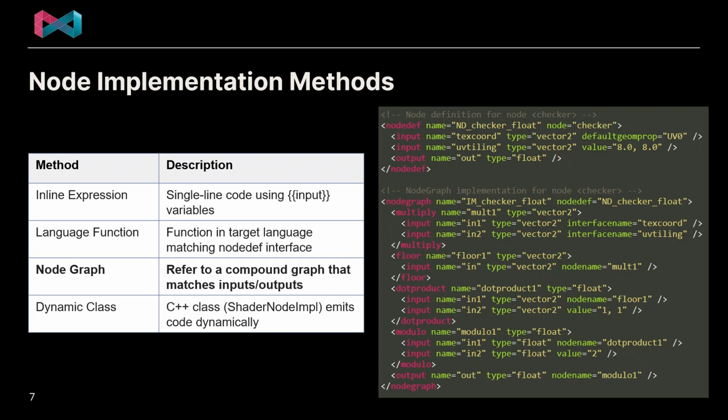As an alternative to using source code, there's an option to use a node graph as the implementation of a nodedef. As with functions, the signatures need to match. So the node graph and the nodedef must have matching inputs and outputs. This example shows a checker node implemented as a node graph. And the big advantage with this method is that this becomes a target agnostic implementation in the sense that this works for any target. As long as ShaderGen knows how to translate the nodes inside the graph, it can translate the graph to any target.